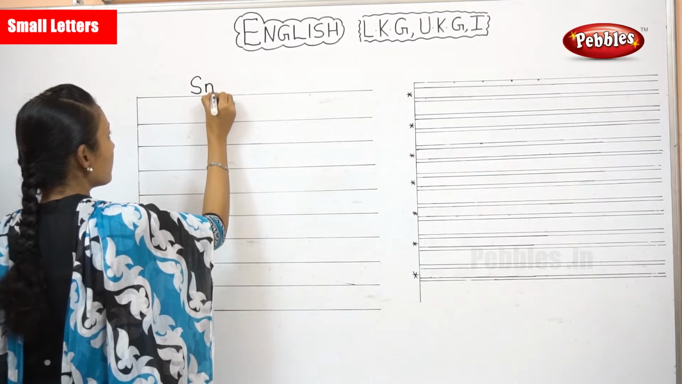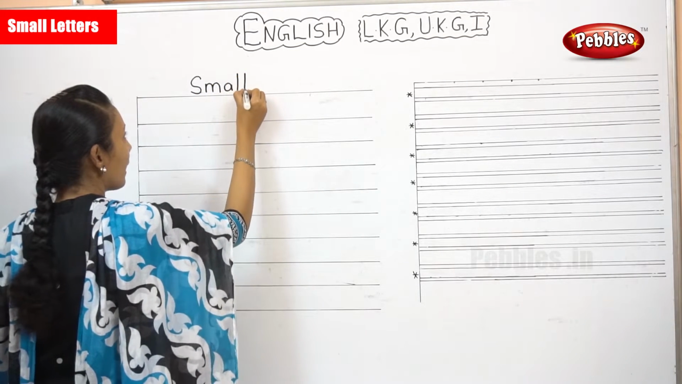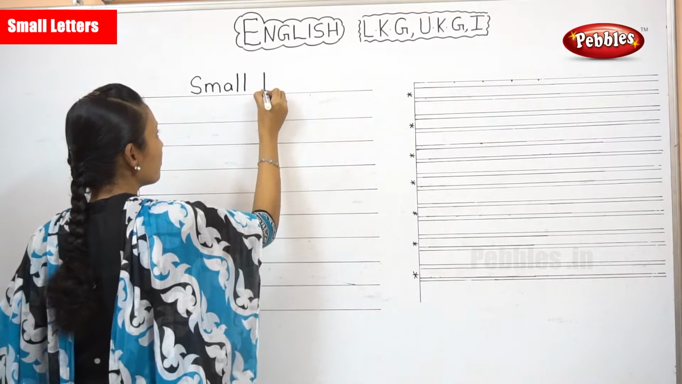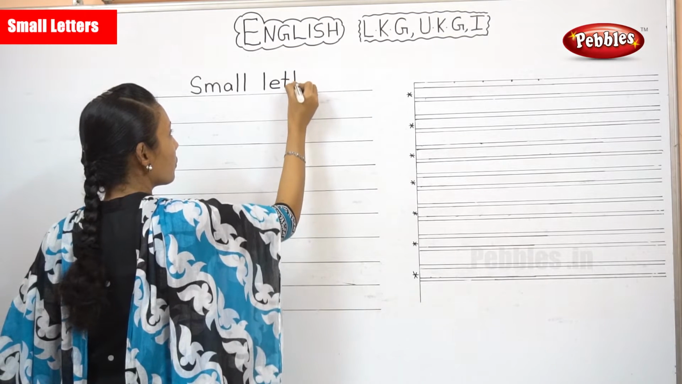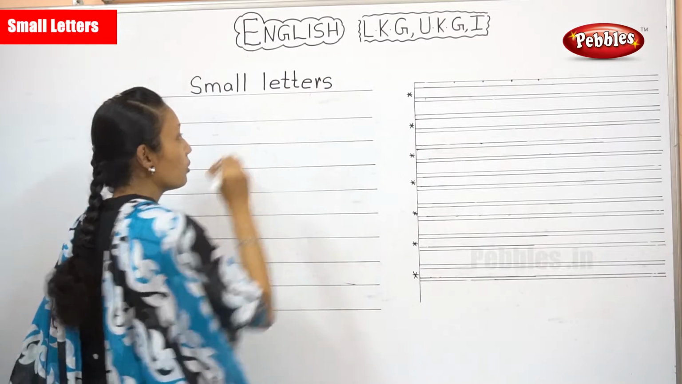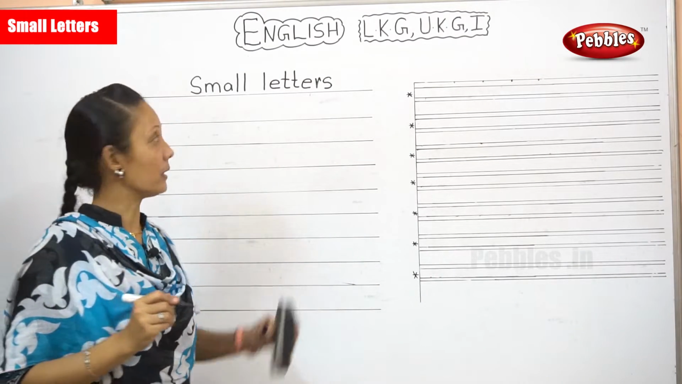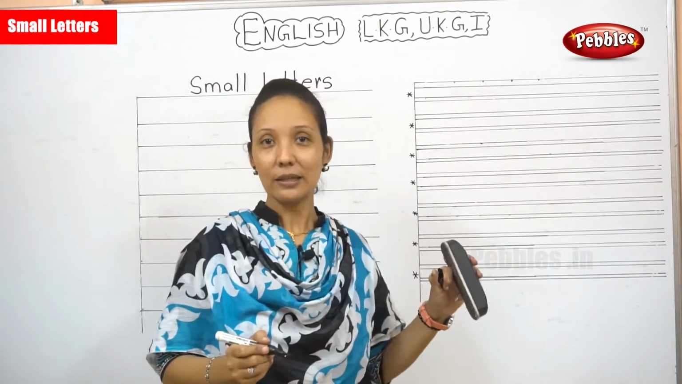So your small letters, alphabets. What is the meaning of alphabets, children? Yes, your ABCD, isn't it? So we are going to learn how to write your ABCD. Small letters, and ABCD, for all the children.